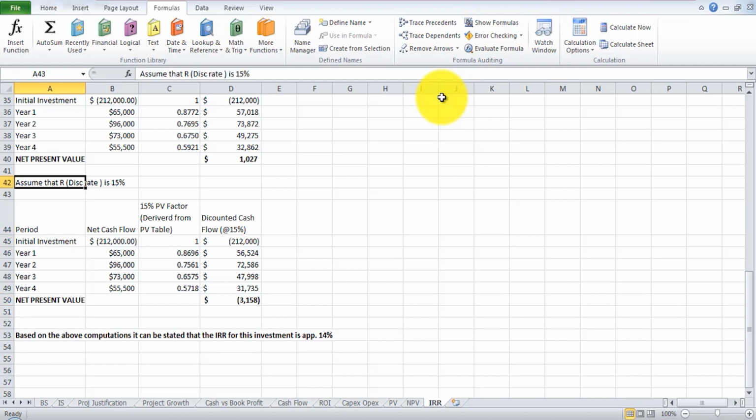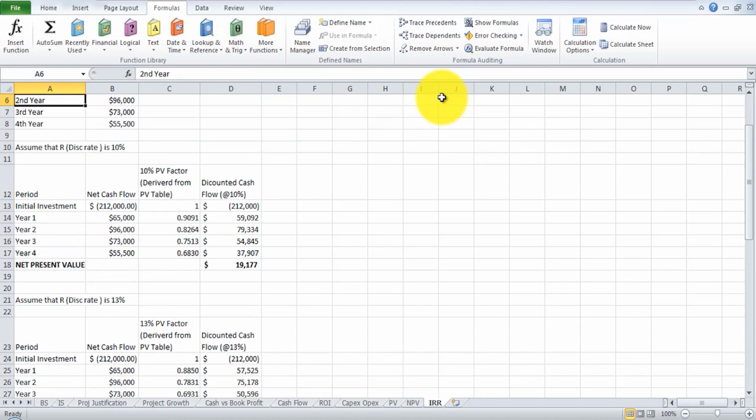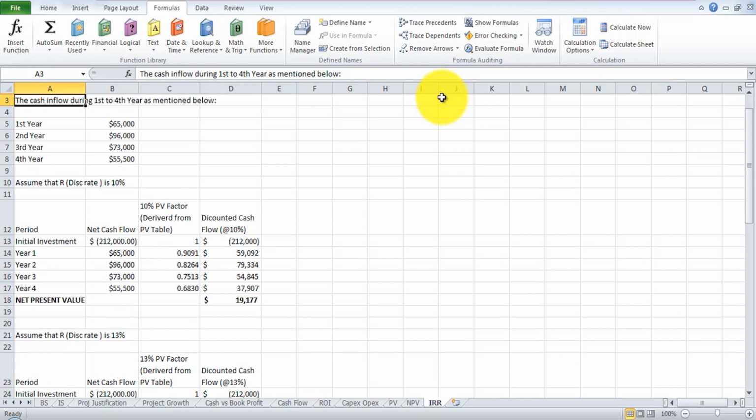Okay, so that was all with regard to the second method, guys, internal rate of return. I hope you had a clear understanding of these first two methods. Now we're going to go and start with the third project evaluation technique.